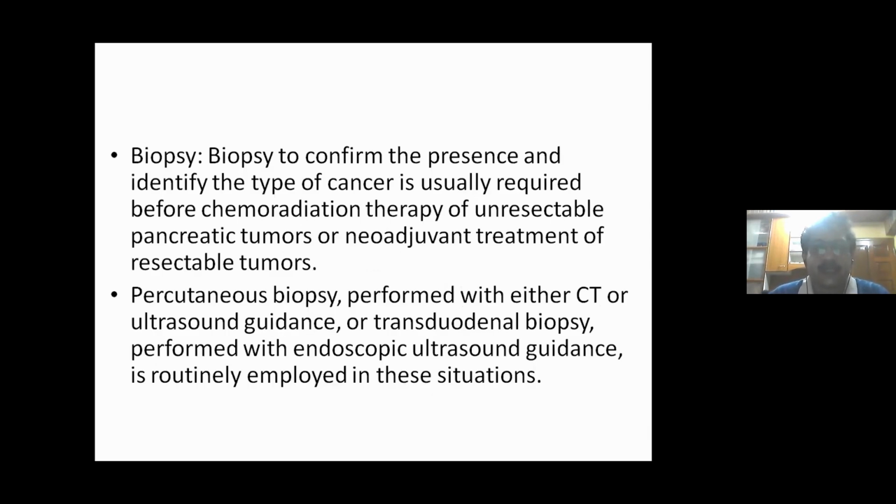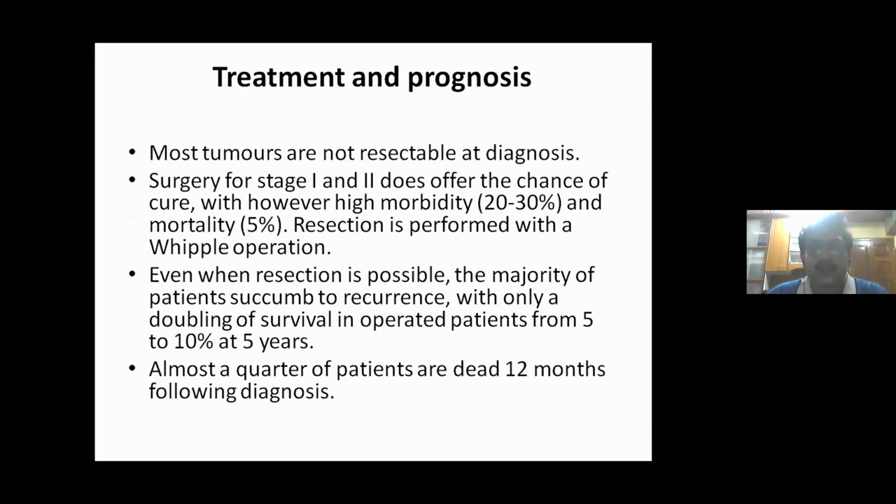Biopsy to confirm the presence and identify the type of cancer is usually required before chemoradiation therapy of unresectable tumor. Percutaneous biopsy performed with either CT or ultrasound guidance, or transduodenal biopsy performed with endoscopic ultrasound guidance, is routinely employed in these situations. Treatment and prognosis.